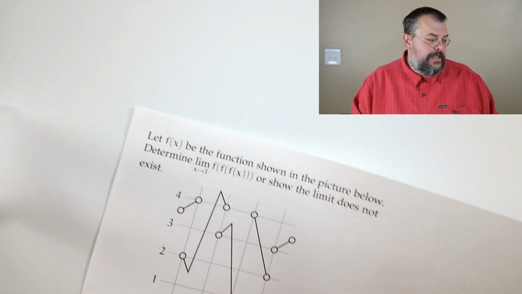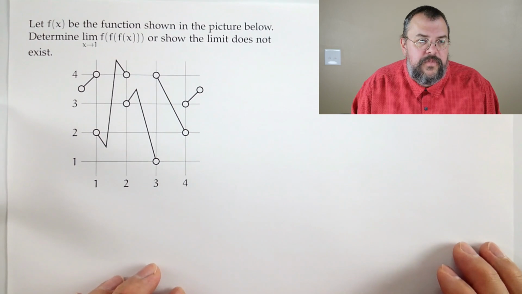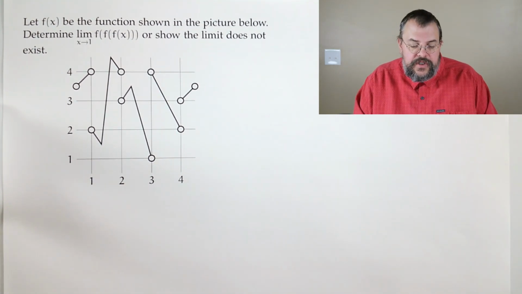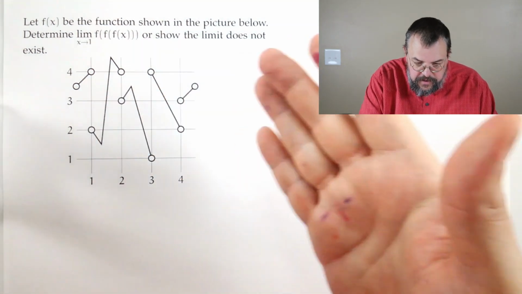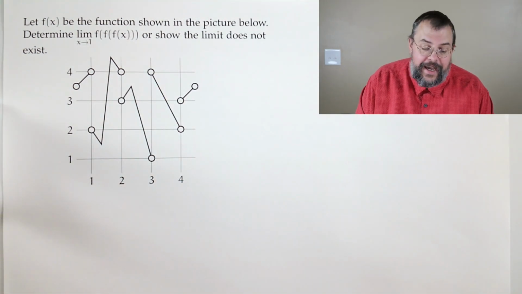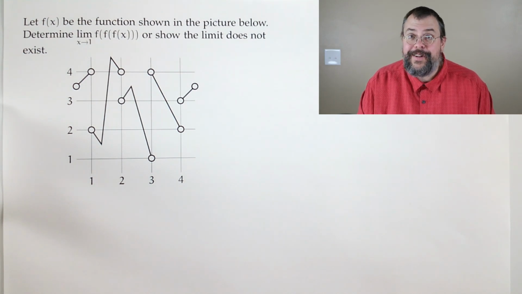Well, let's try another one. Okay. Let f of x be the function shown in the picture below. Here it is. Determine the limit as x goes to 1 of f of f of f of x, or show that the limit does not exist.